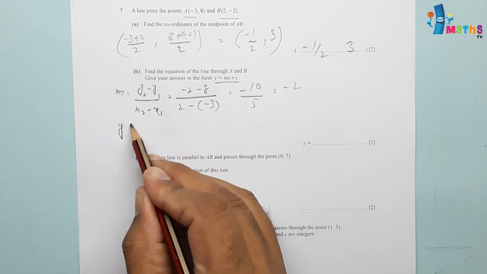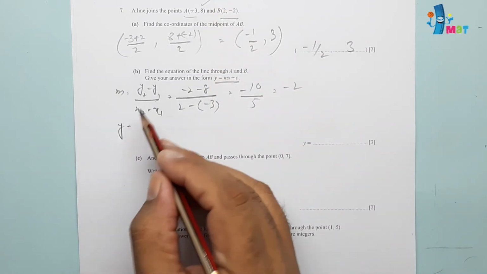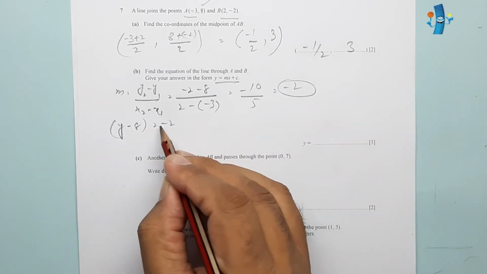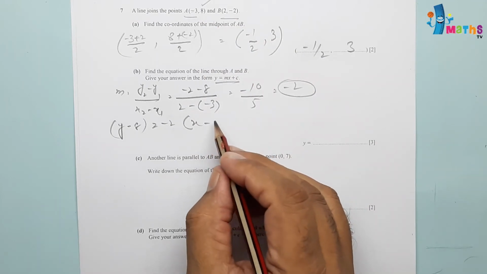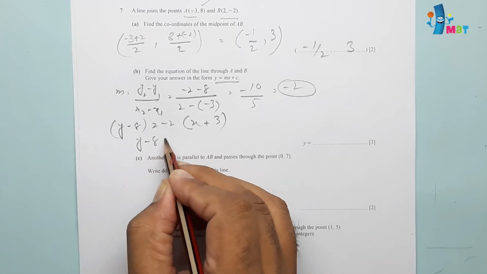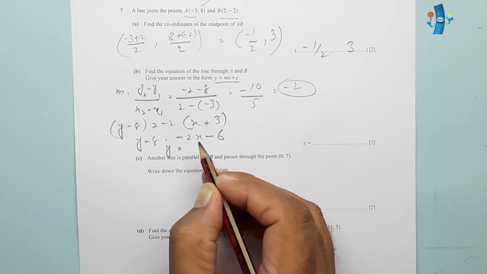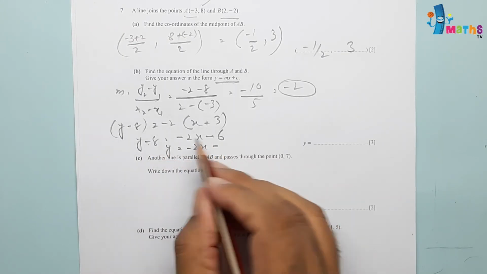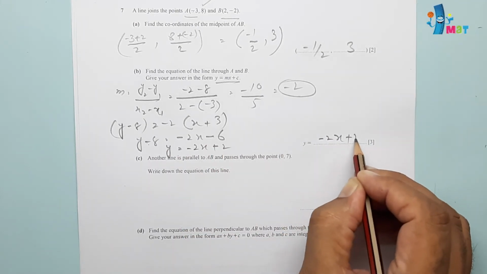We can use the formula y minus y1. We can use any of these 2 points. I'm using this first point. So y minus y1, which is 8, will be equal to m, minus 2, into x minus x1, which is minus 3, so it will be plus 3 here. So open the brackets, y minus 8 is equal to minus 2x minus 6. We can shift to this side, y is equal to minus 2x, and minus 6 plus 8 will be plus 2. So y is equal to minus 2x plus 2.